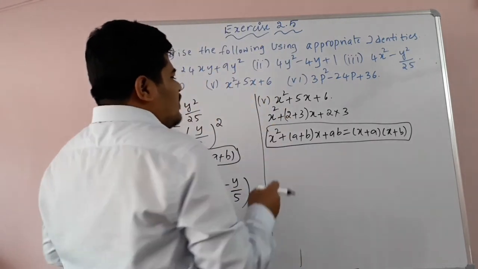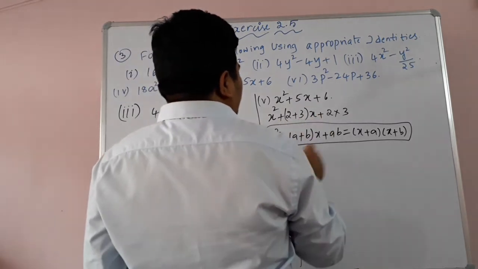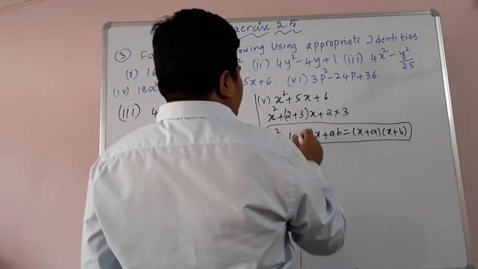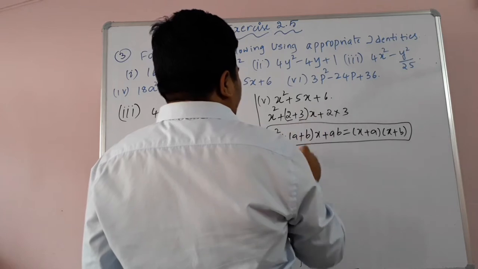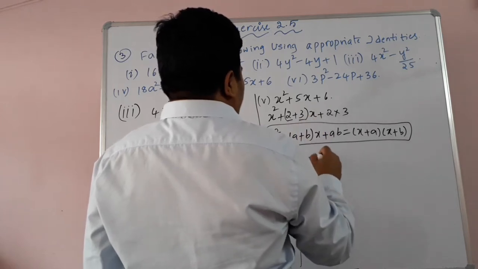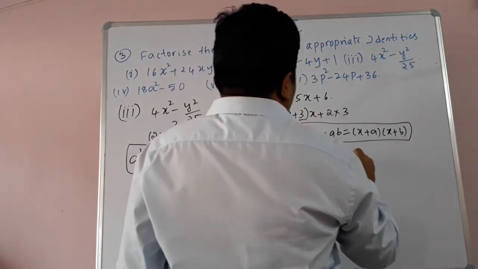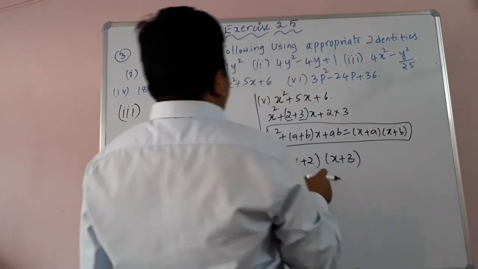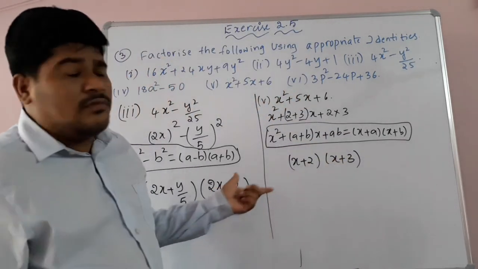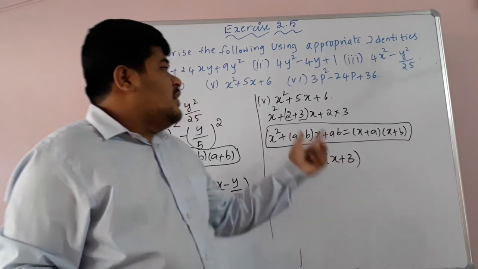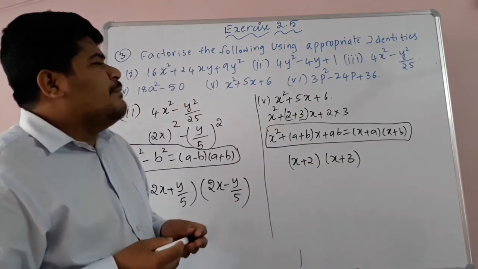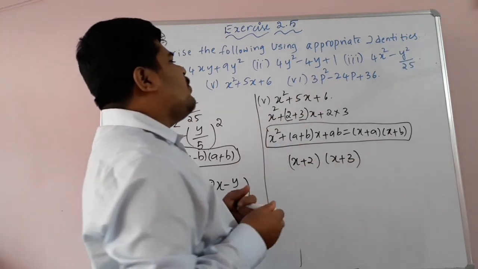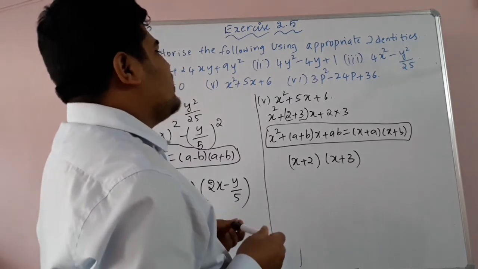So see here, this can be written as (x plus a) into (x plus b). 2 is a, 3 is b. So (x plus 2) into (x plus 3). We can write like this, children. This is only like factors. These are the factors. Now if you see the last problem, 3p square minus 24p plus 36 is there, children.